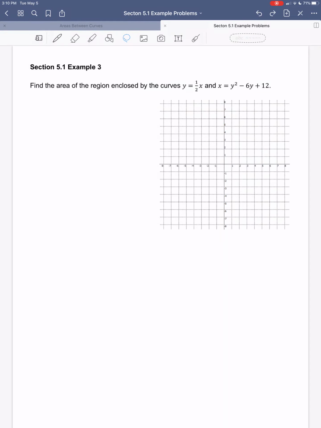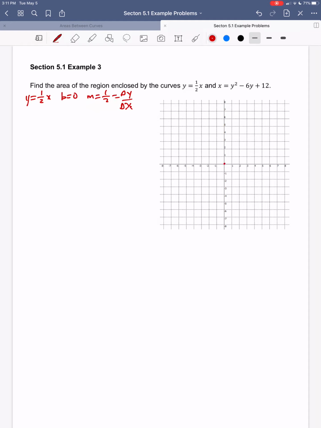In this example problem, we're supposed to find the area between these two curves. If I start with the first, y equals 1/2 x, that's just a line. It has a y-intercept of 0 and a slope equal to 1/2. Remember, slope is change in y over change in x. So we're going to be going up 1 and over 2.